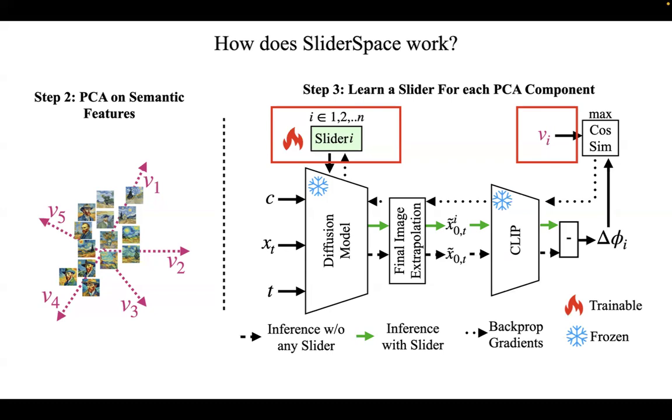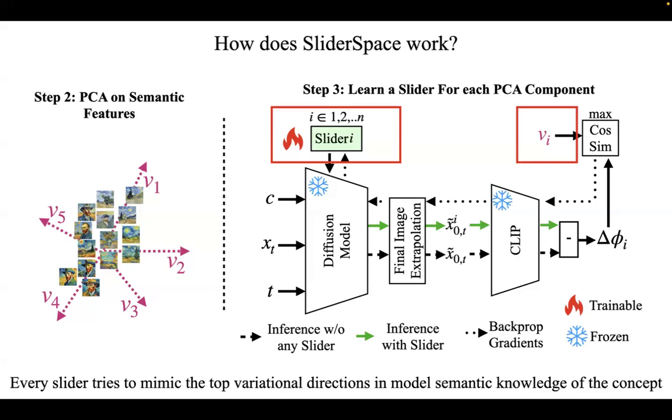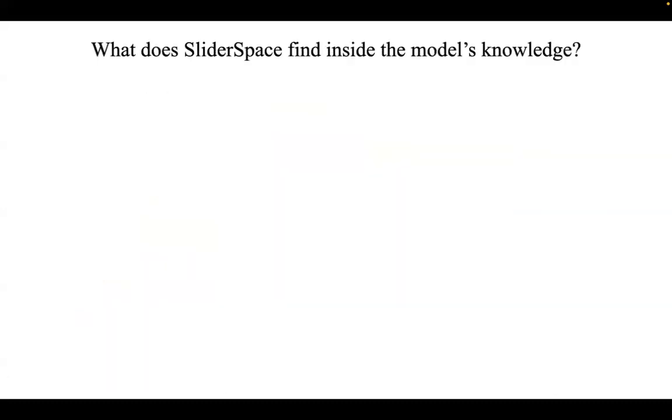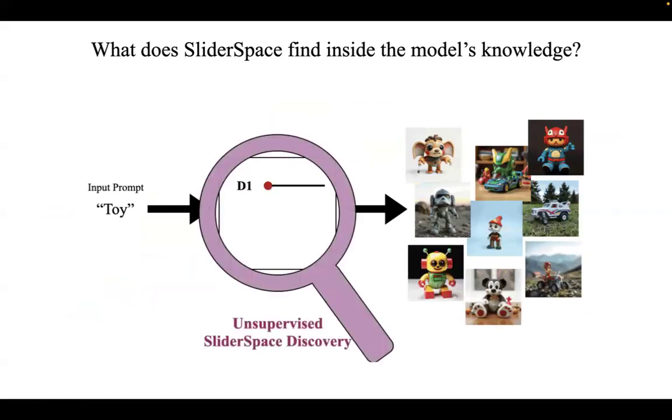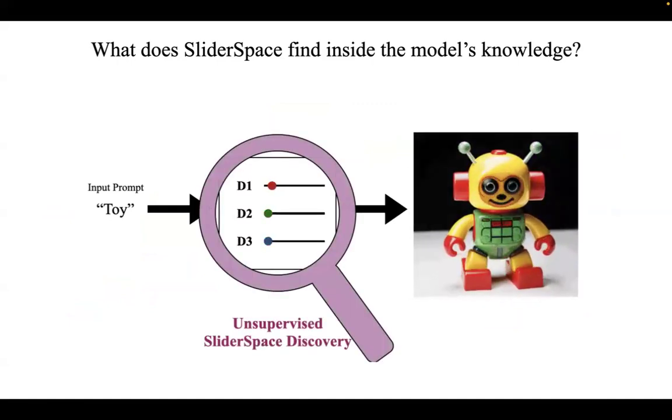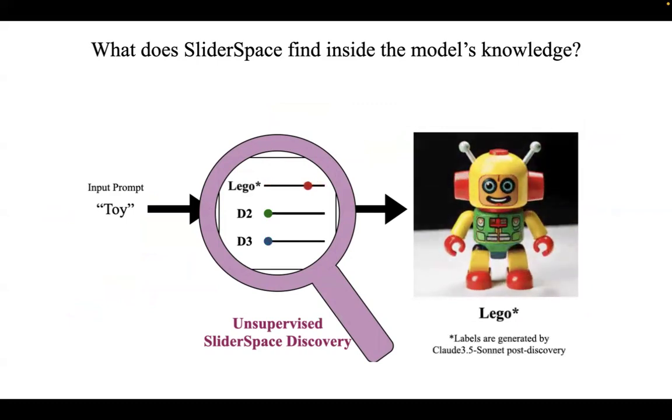In summary, when a user provides a single prompt, SliderSpace extracts sliders that would explain the variations or the diversity that a diffusion model is capable of generating under the assumption of drawing multiple seed images. Every slider tries to mimic the top variation direction in the semantic knowledge space of the diffusion model. Once generated, what we find is that these directions are discovered unsupervised.